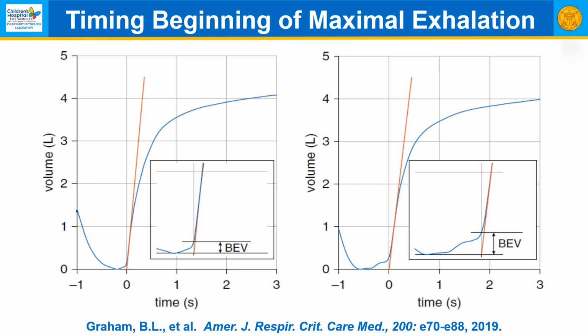This one isn't too bad. This would be an example of a poor beginning, and you can see again this volume is fairly high compared to this one, but this would be the timing point that would be used to calculate, for example, FEV1.